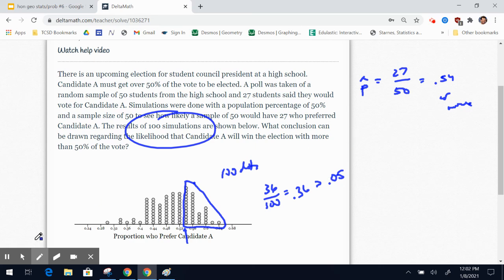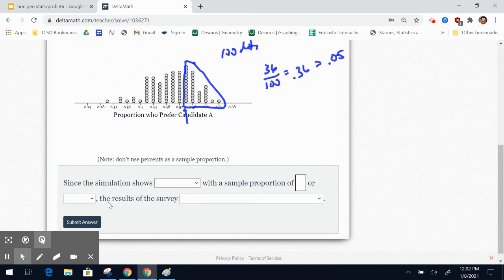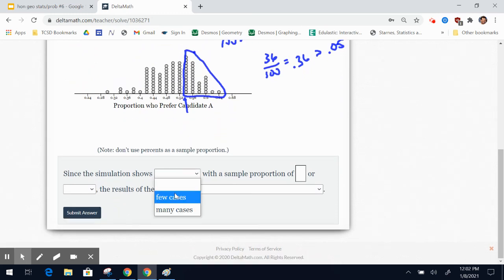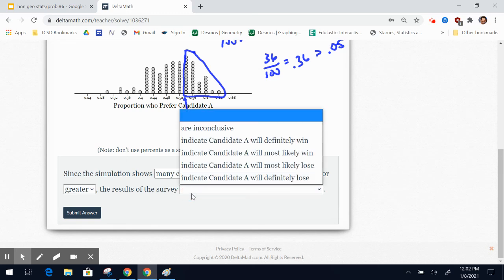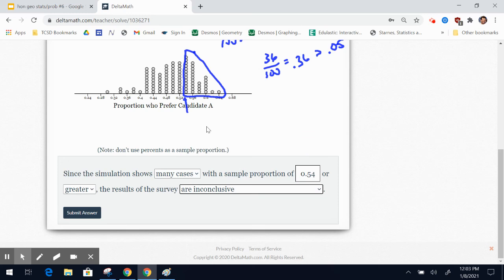So this is where we're going to answer sort of the other way. Let's see what our choices are. The simulation shows many cases with a sample proportion of 0.54 or more. Therefore, the results of the survey are inconclusive, indicate candidate A will definitely win, will most likely win, will most likely lose, will definitely lose. We're going to say are inconclusive. They do not provide convincing evidence, so we can say nothing.